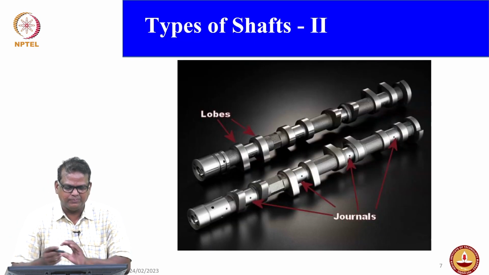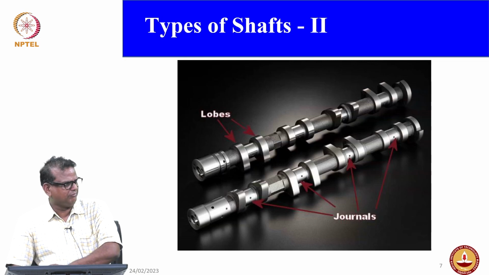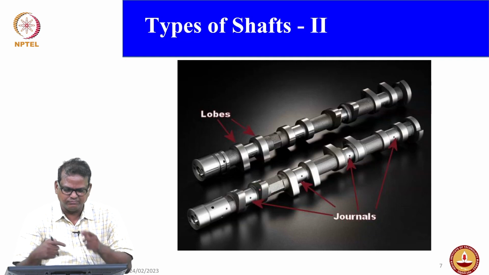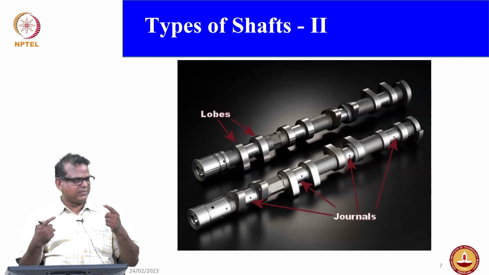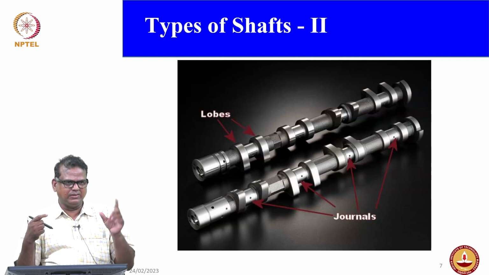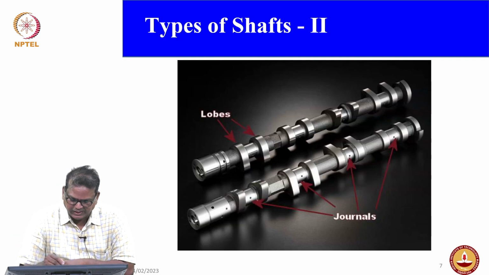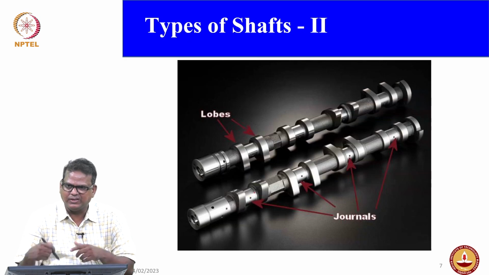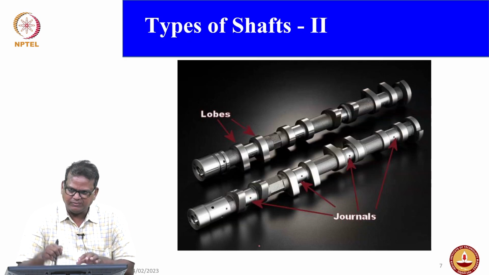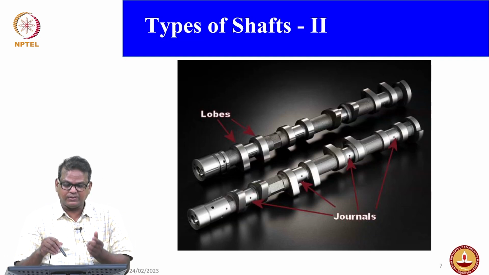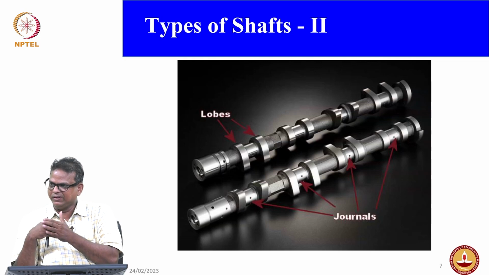This is your camshaft, right? You can see the camshaft. These are the lobes to operate the valves, inlet valve and outlet valve. In between you may have what are called journal bearings. This is the shaft and you have a ring, so that's why this is called a journal. Usually they are subject to a very high wear rate, wear and friction.